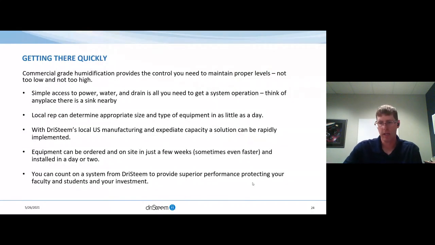And so it's working not just with the facilities teams to understand what's there, it's also potentially working with a local agent to get an idea of what solutions are available to me.